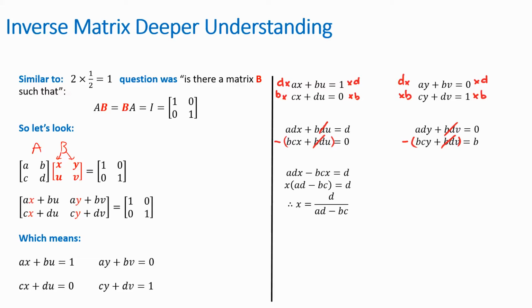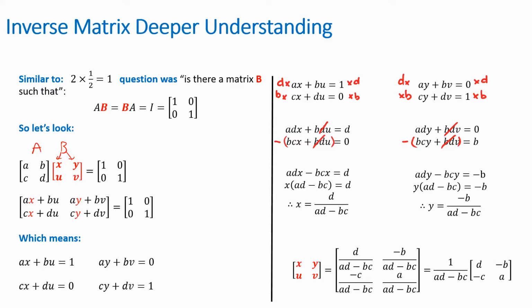If I do the same for Y, these two cancel out. And then I've got ADY minus BCY. 0 minus B is negative B. Take out Y as a common factor. Divide both sides by AD minus BC. And look at that. There's your negative B. And I'll do exactly the same thing again, elimination method, but now cancel out the Y's and work out for V and work out for U. This is where it comes from.